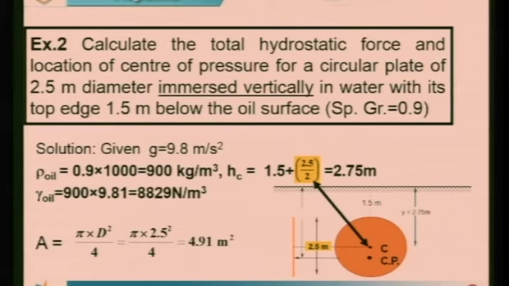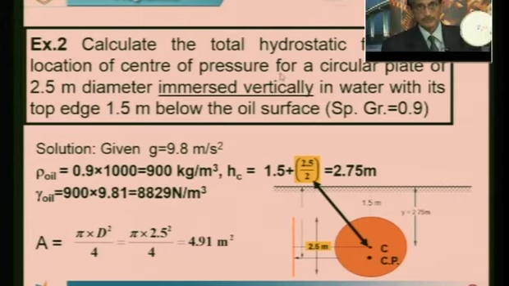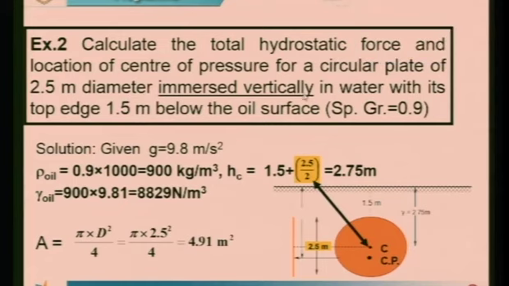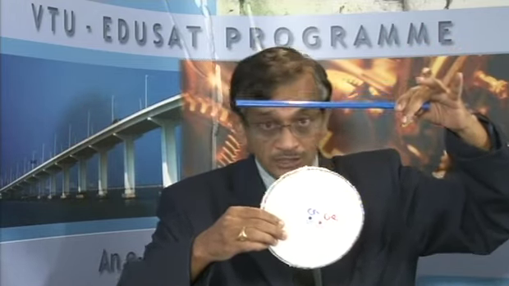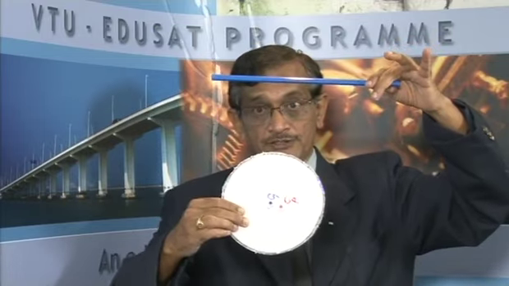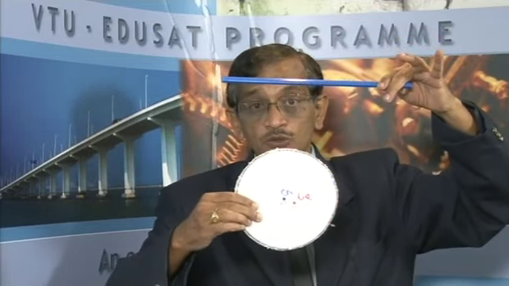Is it okay? Now let us see how this question goes. Calculate the total hydrostatic force and location of center of pressure for a circular plate of 2.5 meter diameter immersed vertically in water with its top edge 1.5 meter below the oil surface. Mind it well, this time it is oil, not water. Number 2, it is a circular plate, right, of diameter 2.5 meter, right. Okay.